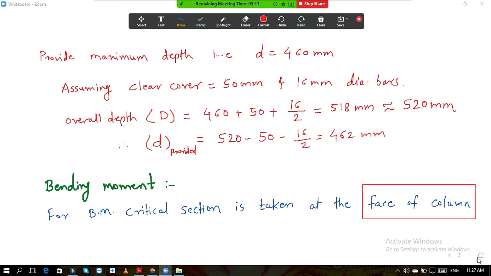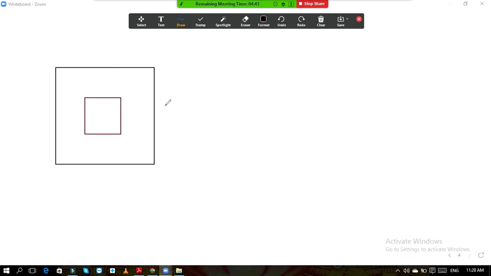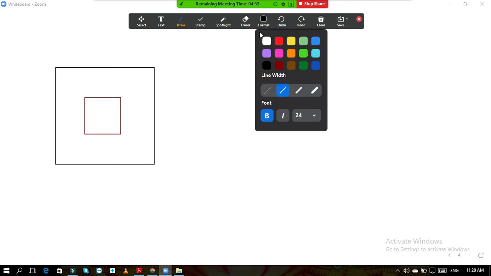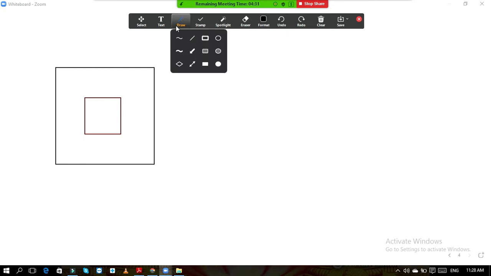So now here I will draw the diagram again. So they told us that the critical section is at the face of the column. Okay, the section along x-axis I will draw first. The section along x-axis, that is the critical section.